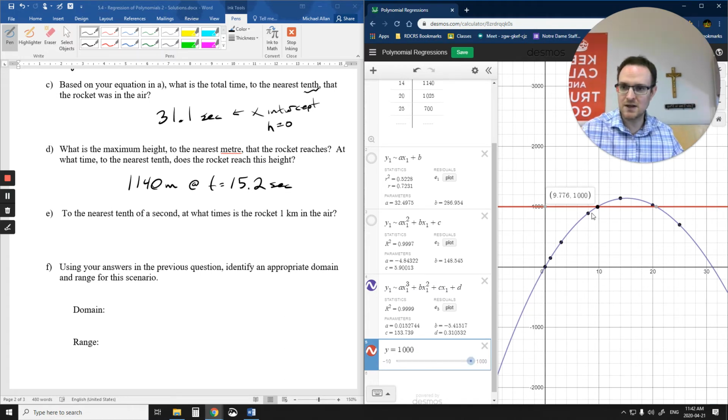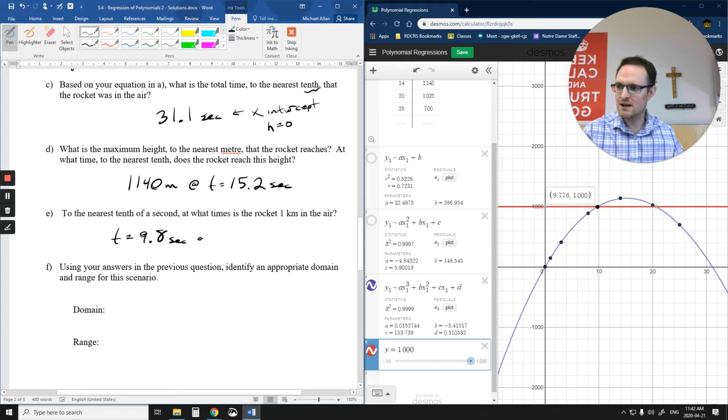So it's in 2 spots here. Remember, it goes up and then it comes back down. So the times that it's in the air, to the nearest what? To the nearest 10th of a second, is 9.8 seconds. And if I go over to the other side here, 20.7 seconds.